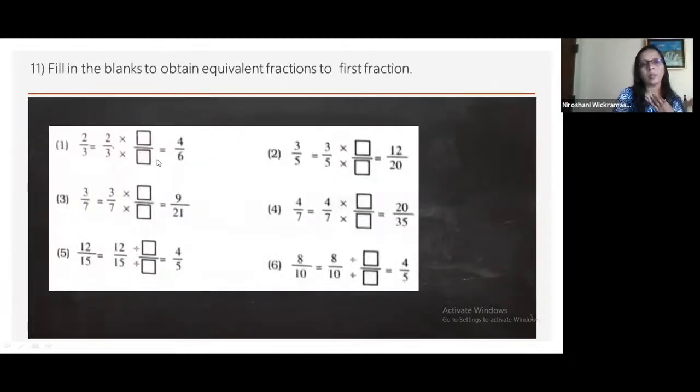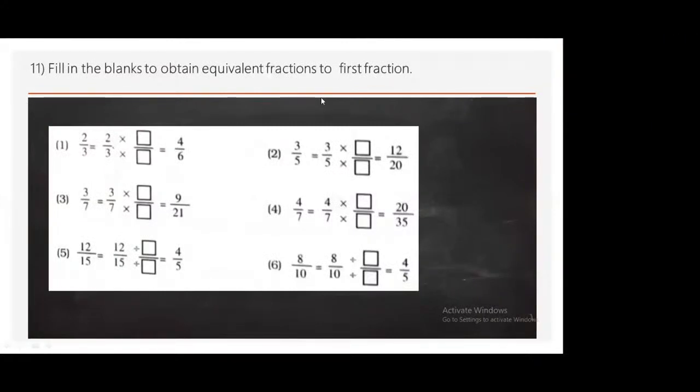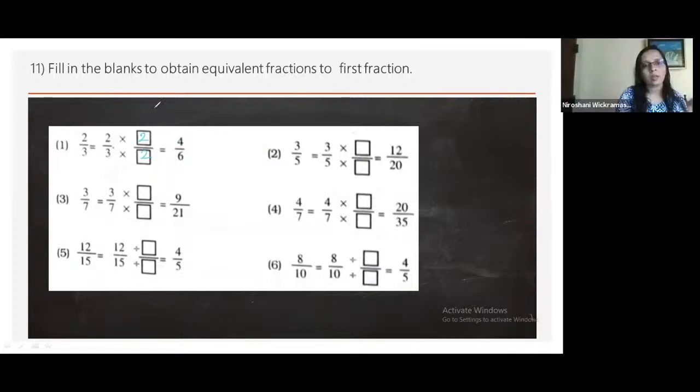11. Fill in the blanks to obtain equivalent fractions. Right? Fill in the blanks to obtain equivalent fractions to the first fractions. So look at here 4, here 6. Then this is by 2. This is also by 2, to obtain the equivalent fractions. And look at this is 9, this is 21. To obtain 9 and 21, so 3 times 3. If you multiply this by 3, definitely this is also by 3. 3 times 3, 9. 3 times 7, 21.